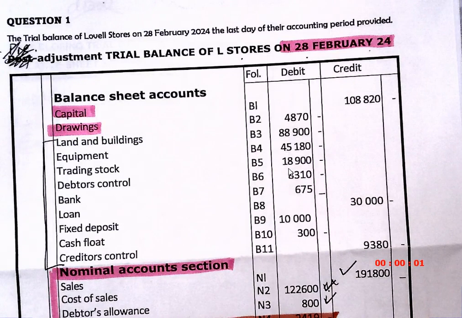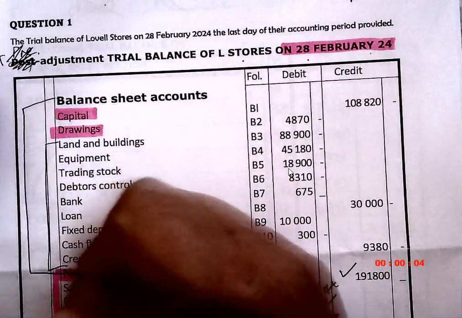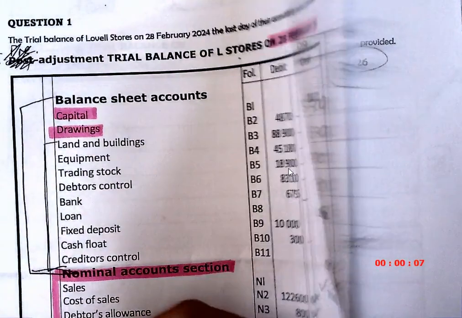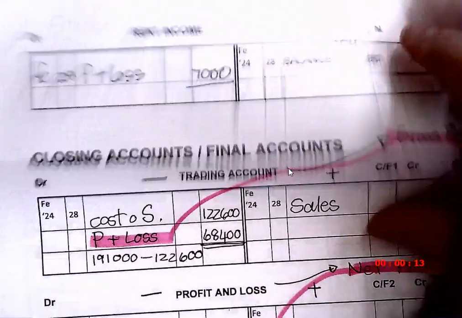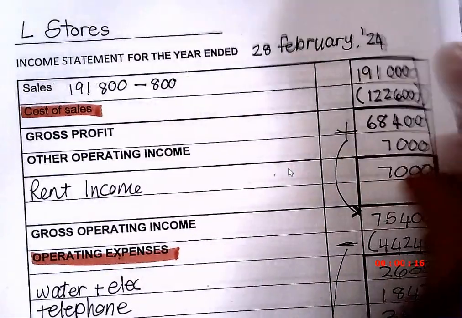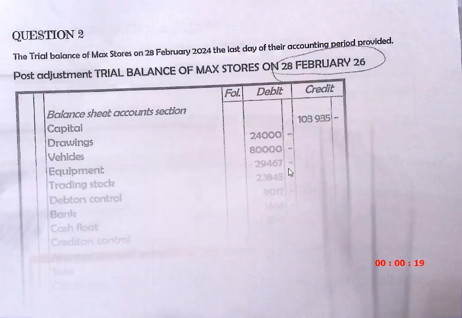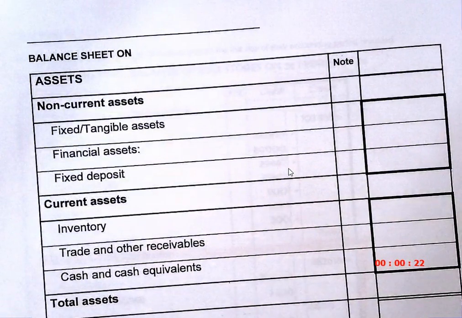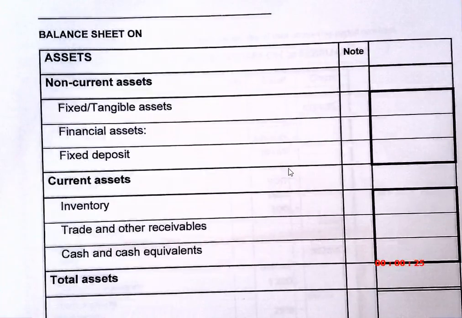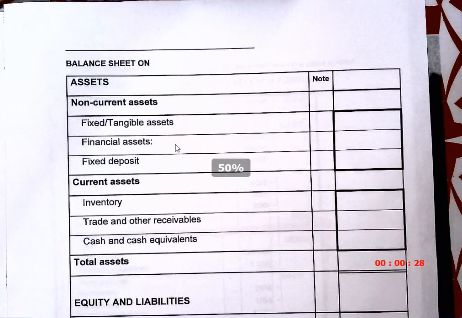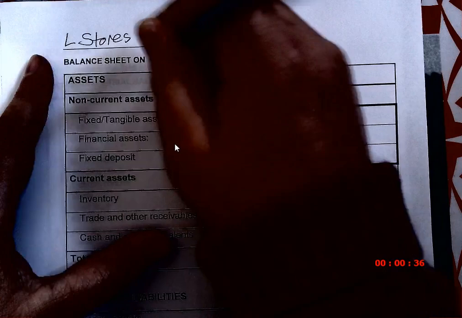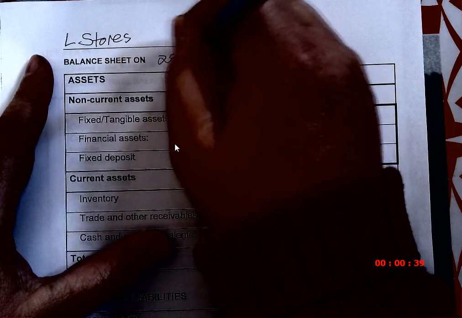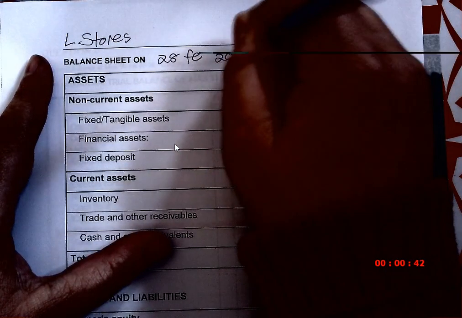Balance sheet. Can you see we are solely going to work on the balance sheet section? I've done the trial balance and the income statement, and now I am with the balance sheet. I already wrote everything in for you to make your life a little bit easier, so we can do it quick. The business name is L Stores and the balance sheet is 28 February 2024.